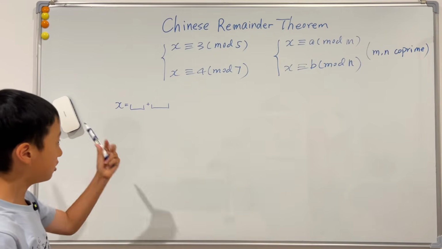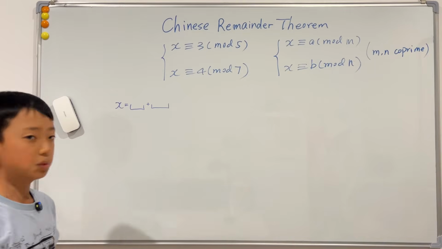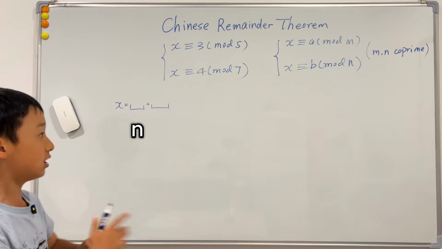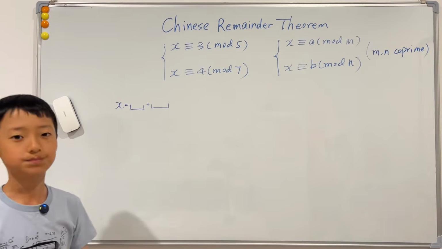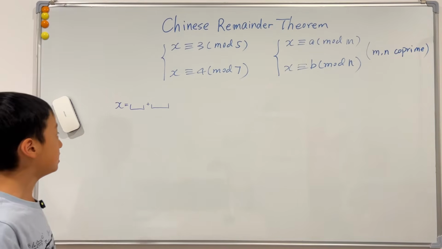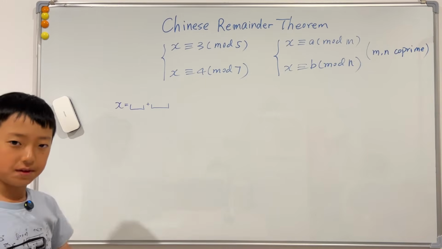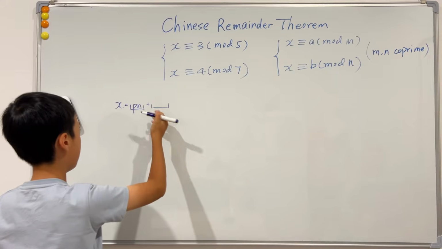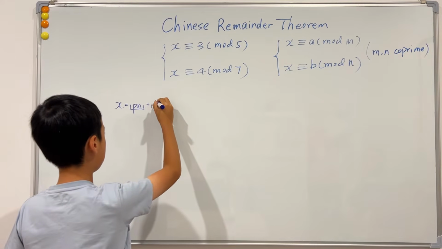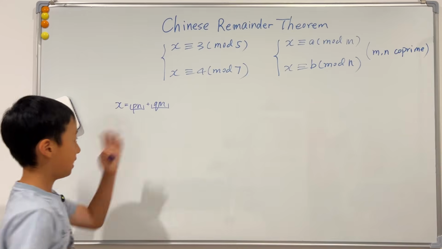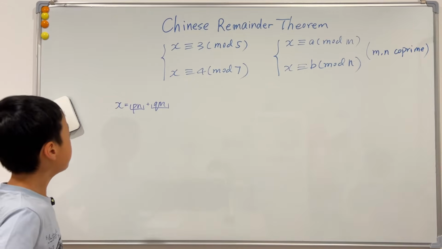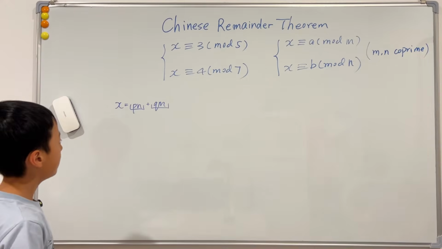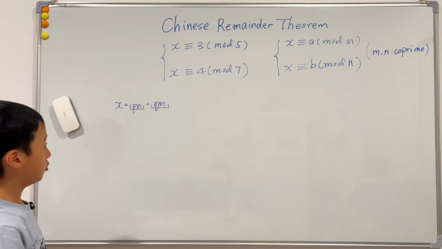Similarly, if we want the second term to be congruent to b mod n, then we want the first term to include n, so it doesn't get in the way of the second term. So then, because of this, we see that the first term will have a form of something p multiplied by n, and the second term will be something q multiplied by m. So now the real question is, what is p and q? Okay, well, how do we find p and q?